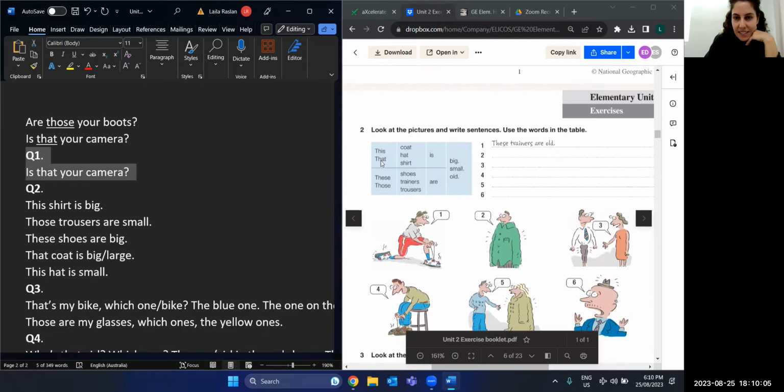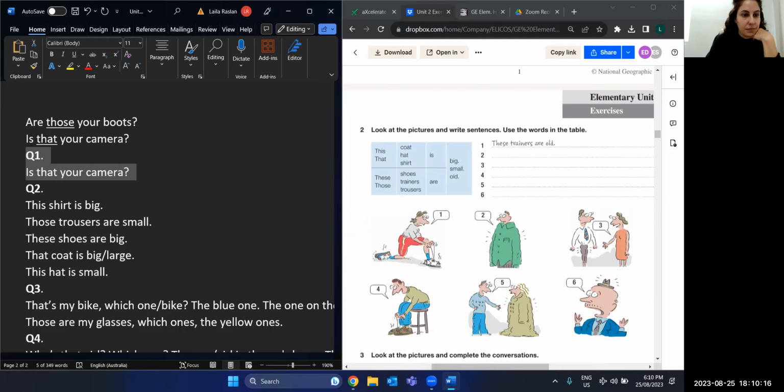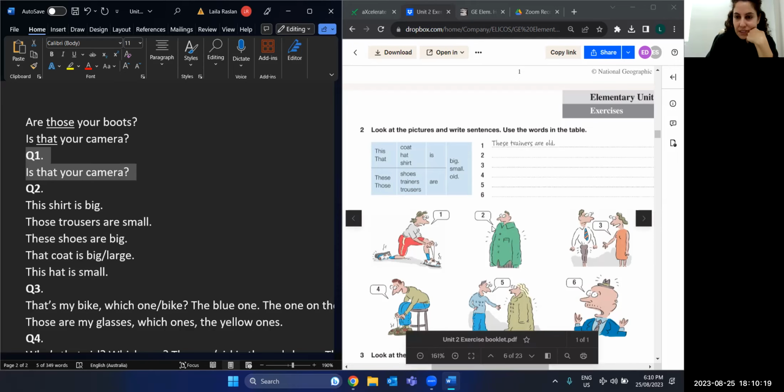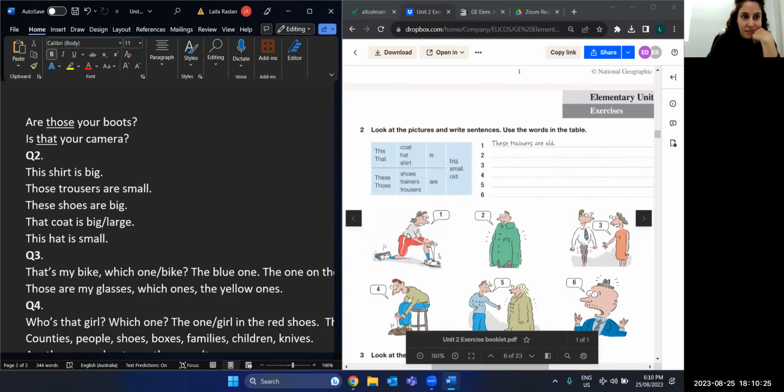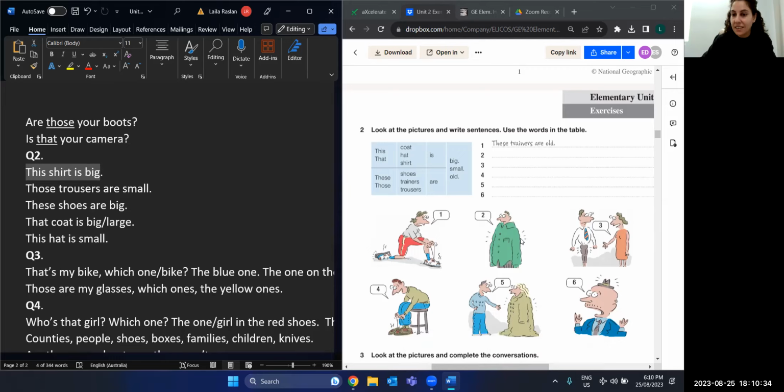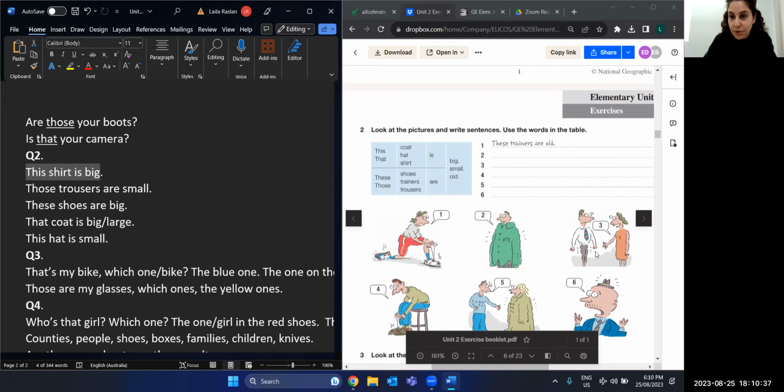Question 2. So this and that for singular, these and those for plural. So these trainers are old. Number 2, this shirt is big. Yeah. So this, because it's only one, and he's wearing it, it's close. So this shirt is big. Number 3, those trousers, or pants if you want, pants or trousers, are small.